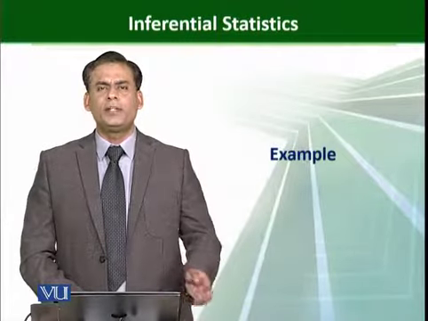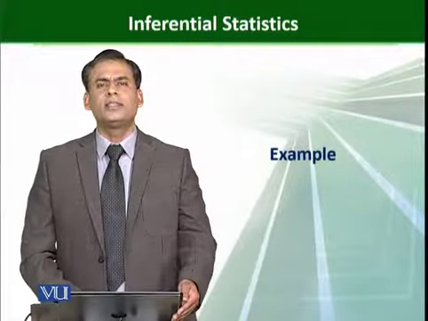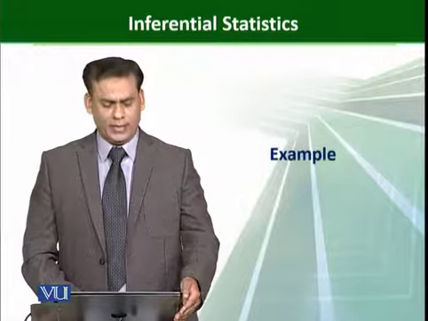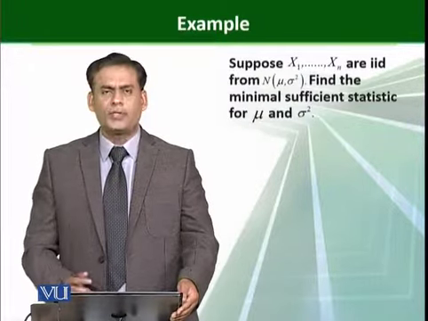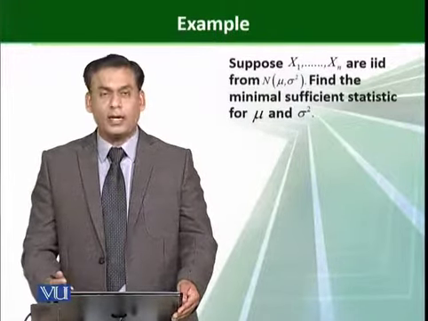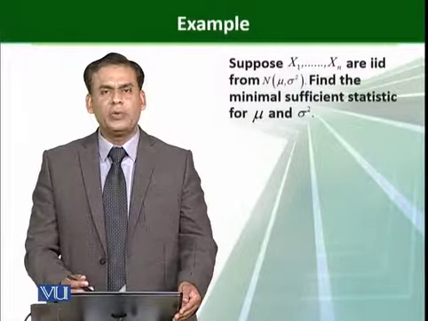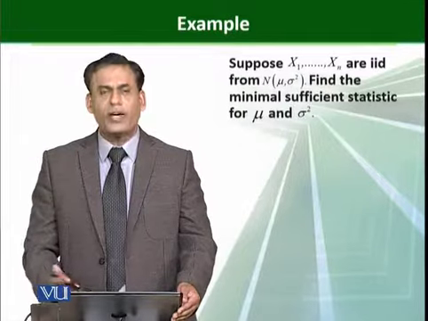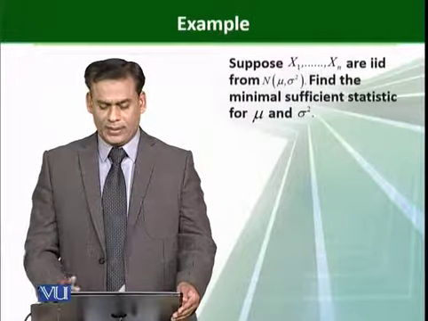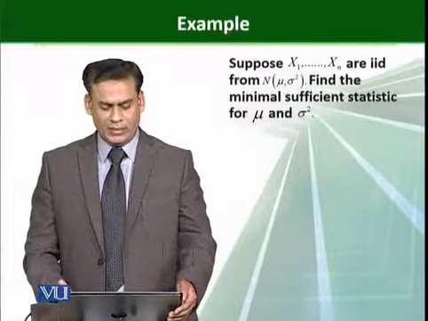Now we take an example so that we can understand the concept of the minimal sufficient statistic. Suppose x1 up to xn are the IID random variables from the normal distribution with mean mu and variance sigma square. Find the minimal sufficient statistic for mu and sigma square.